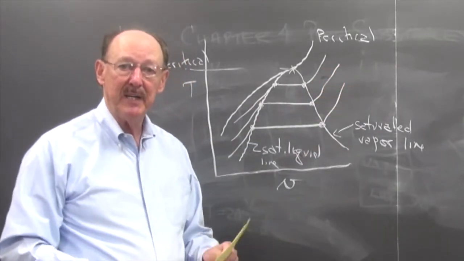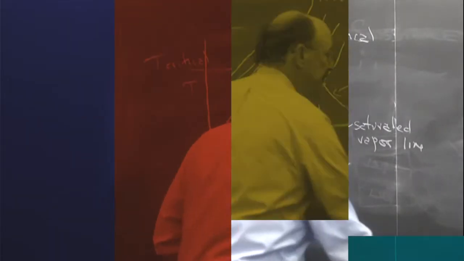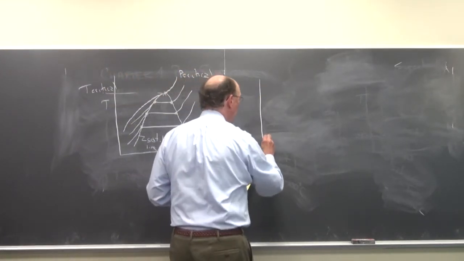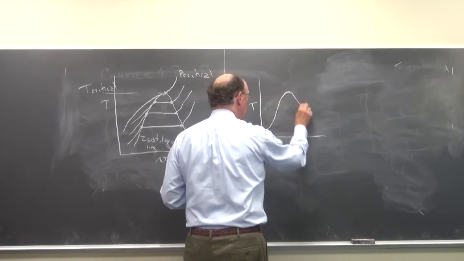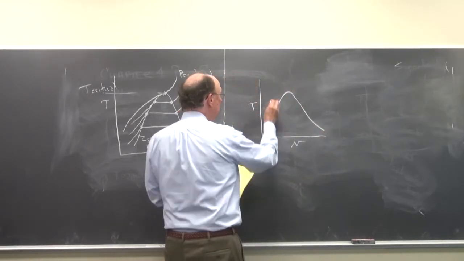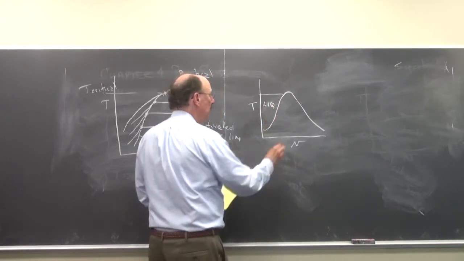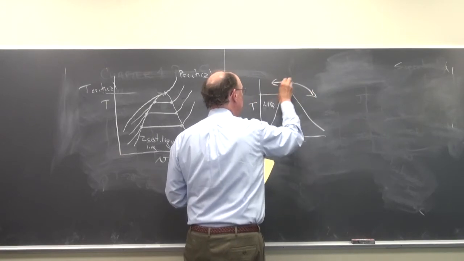Now we can simplify this diagram and sort of declutter it a little bit. So what we're going to do is declutter this and have it look a little more simplified. So we have T-v, and basically we have something like this. This is our liquid region. So our liquid region is here, our mixture region is here, and this is your superheat region.